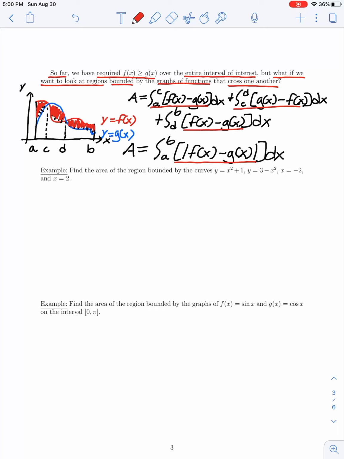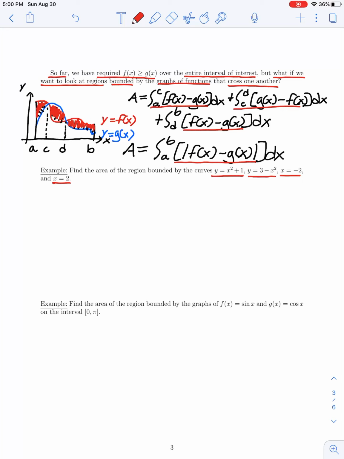So let's look at some examples of this. In our first example, we are asked to find the area of the region bounded by the curves y equals x squared plus 1, y equals 3 minus x squared, and the vertical lines x equals negative 2 and positive 2. So as with our earlier examples, let's see if we can sketch these curves.